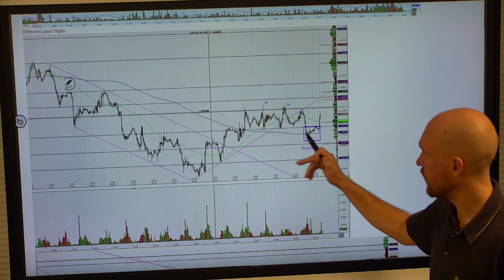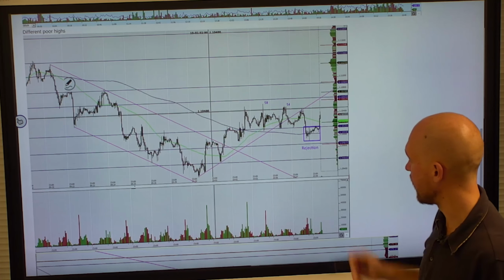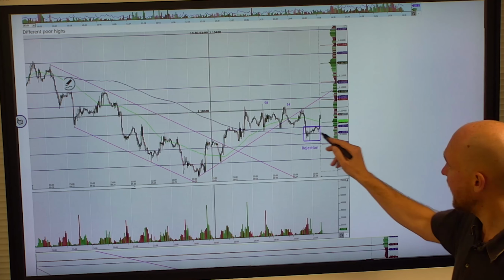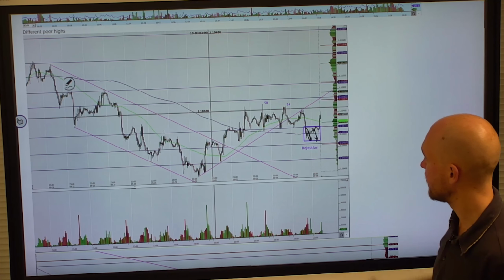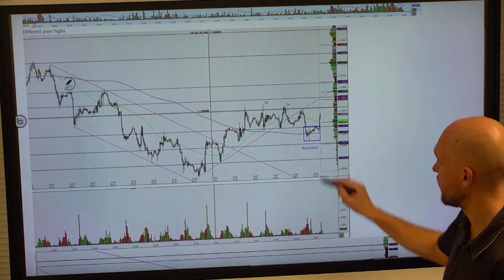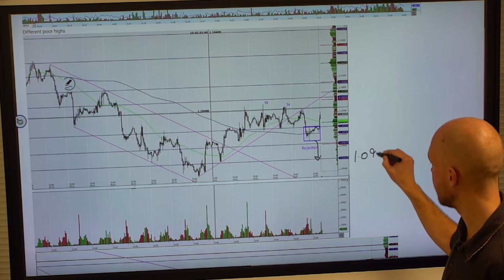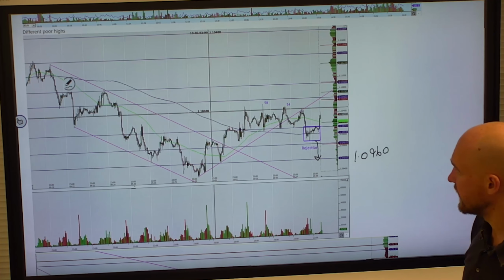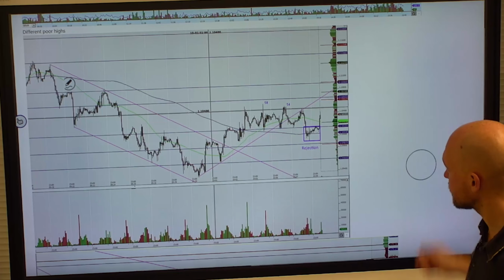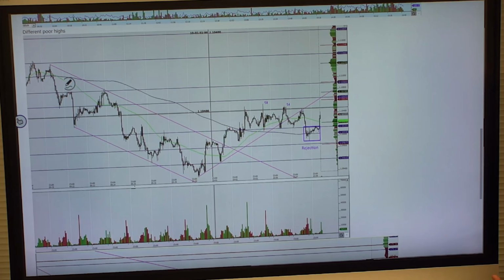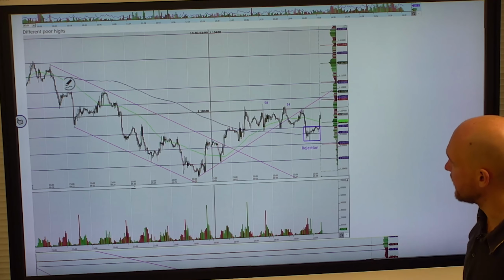With the euro, we get out of this range, we trade down into this little sideways block, and this is where if you wanted to sell, you'd be looking to sell within this box, looking for a move out of the block down towards the 0960 area. That would be the trade you're looking for. You don't get that though. And instead we move out of the range to the upside.